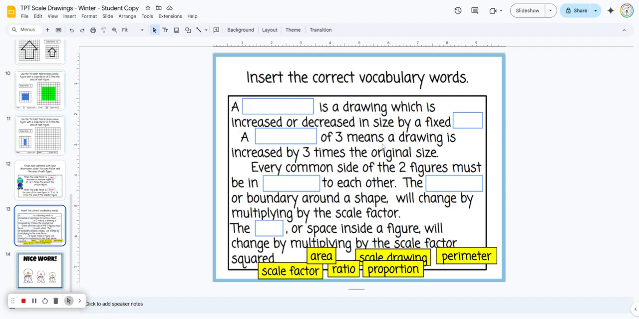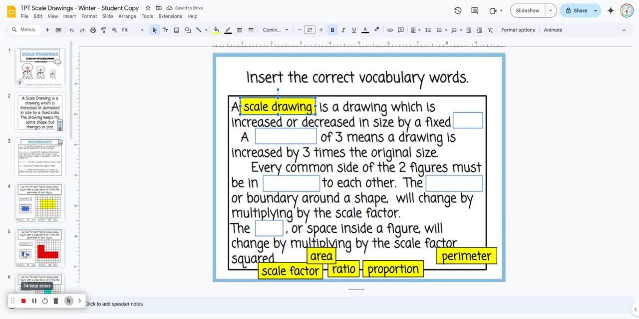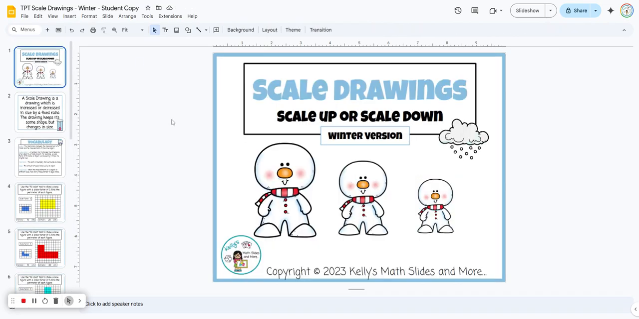So a blank is a drawing, so they're going to click and hold on the edge of scale drawing. And they're going to do that with all of these terms and place them into the correct place. So that is a digital lesson, Scale Drawings, the winter version.